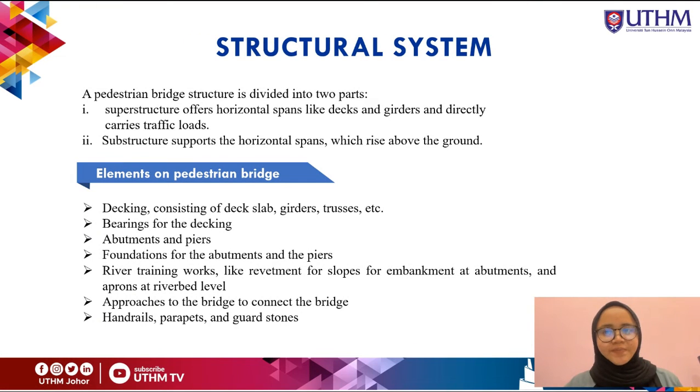For the structural system, a pedestrian bridge structure is divided into parts. First is the superstructure, which offers horizontal spans like decks and girders and directly carries traffic loads. Second is the substructure, which supports the horizontal spans and rises above the ground. The elements of the pedestrian bridge are, first, decking, consisting of deck slab, girders and trusses; bearing for the decking, abutments and piers, foundation for the abutments and piers, river training works, approaches to connect the bridge, handrails, parapets and guard stones.